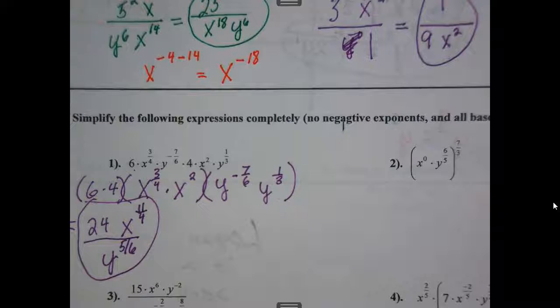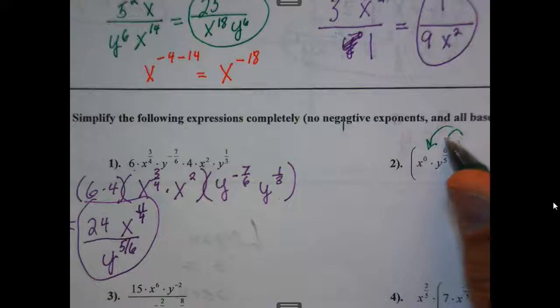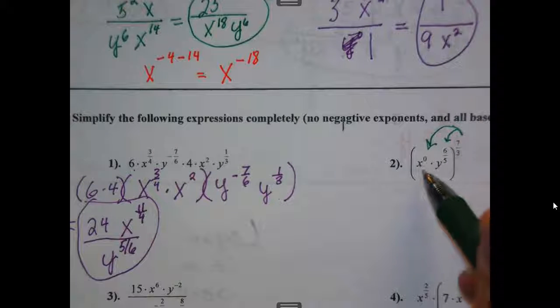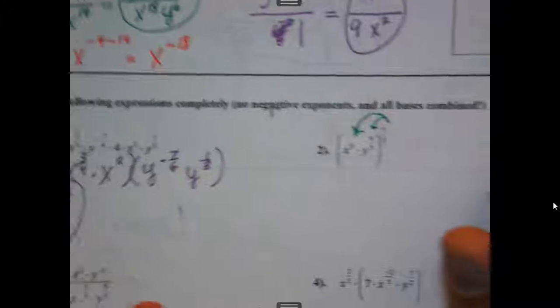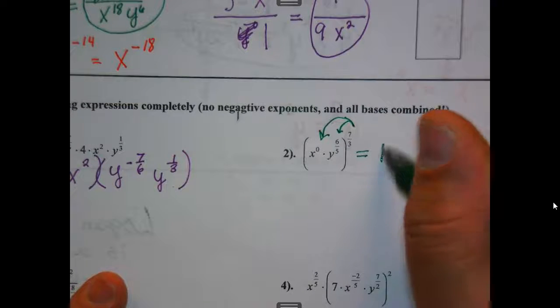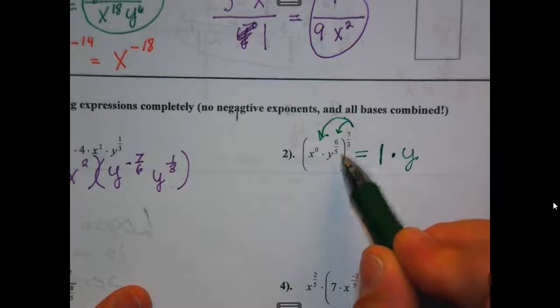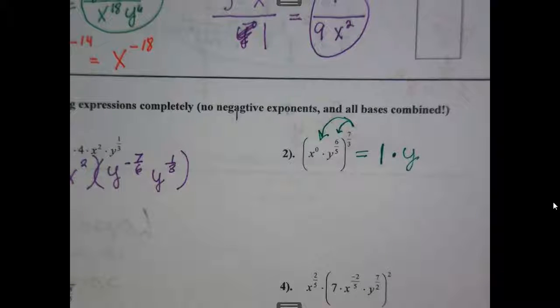Now, you should be able to do number 2 in your head. At this point in your mathematical life, you should be able to do it. Okay, outside the parentheses, so I have to multiply each exponent. X to the 0 times 7/3 is just going to be x to the 0, which is 1. What's 6/5 times 7/3? You guys are going to have to use your calculators. I can tell you that it's 14/5 right off the bat.